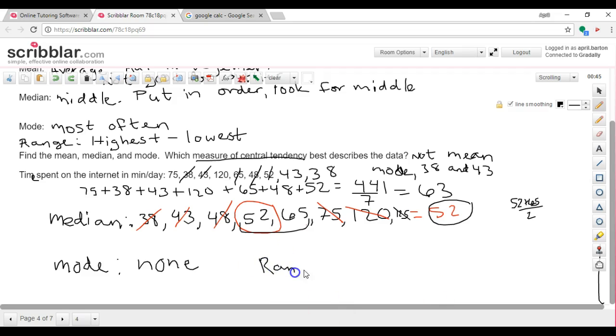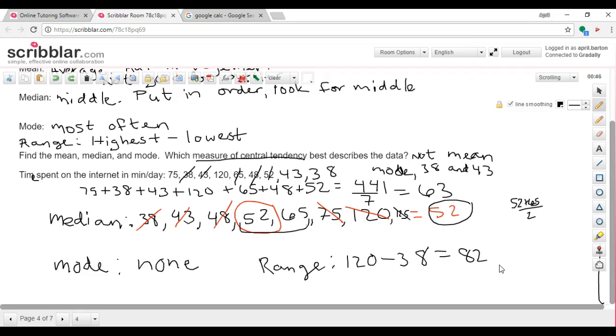Range for this data is just the biggest number, the 120, minus the lowest number. So I was thinking about the lowest number being 38. So 120 minus the 38 gives us the range, 82. Okay. So now, any other questions on mean, median, or mode?